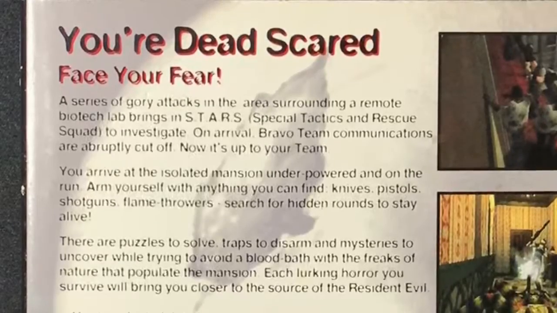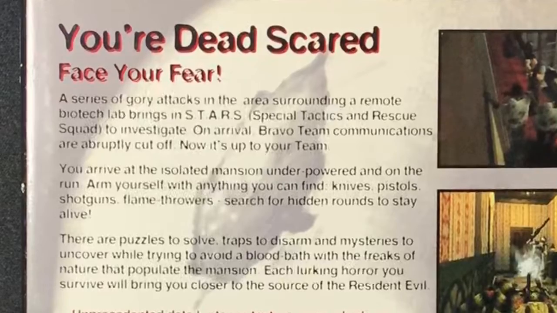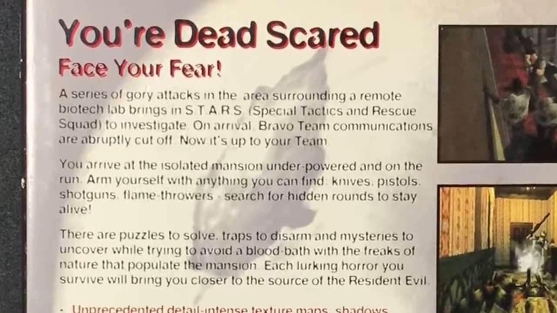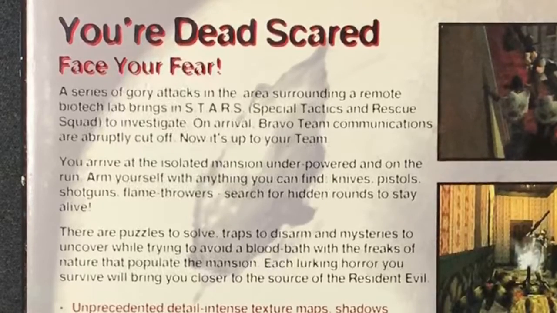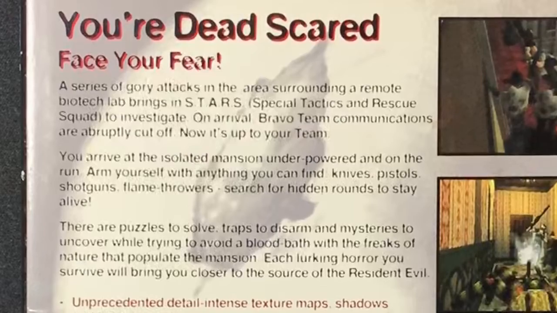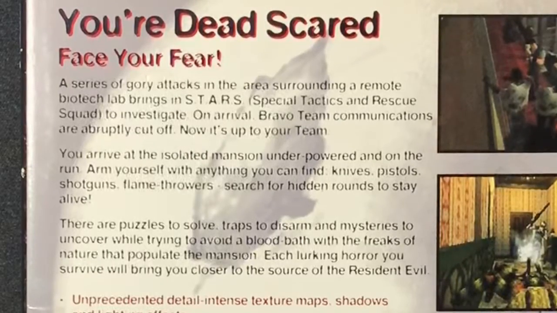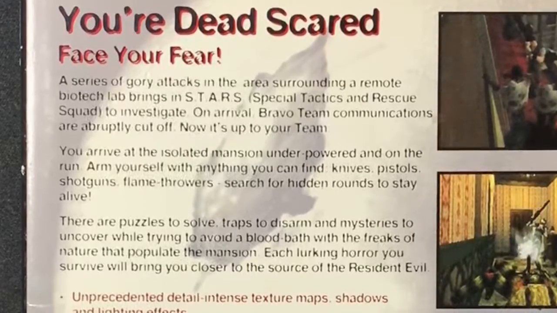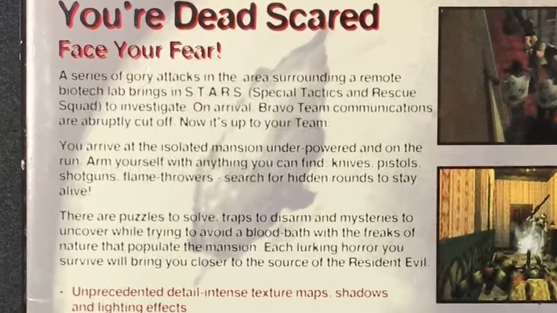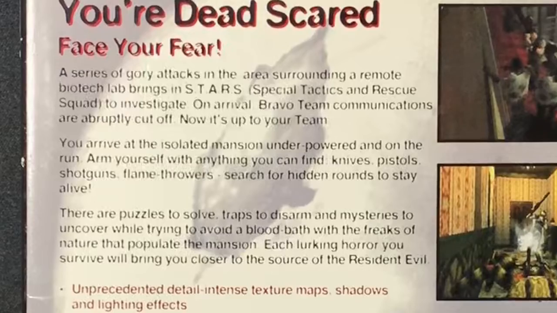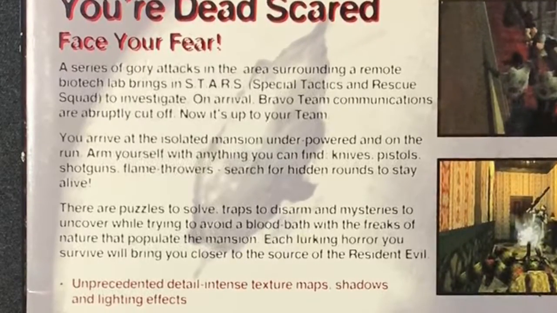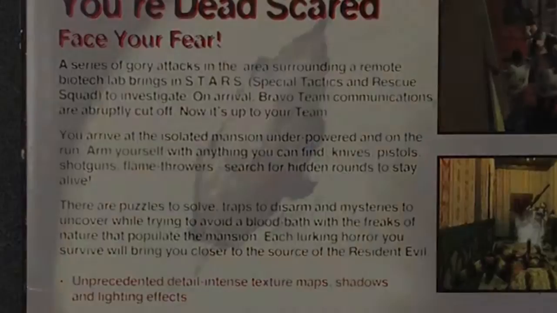Under the "You're Dead Scare, Face Your Fear" title at the top, it does further explain how the Bravo team that was being sent to investigate a bunch of grisly murders, communication was completely cut off, as you're now part of the Alpha team. It also talks about how you are in an isolated mansion on the run, and that you should arm yourself with anything you can find, which they do highlight: knives, pistols, shotguns, and flamethrowers.